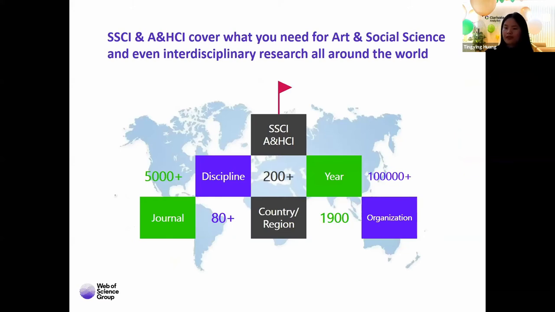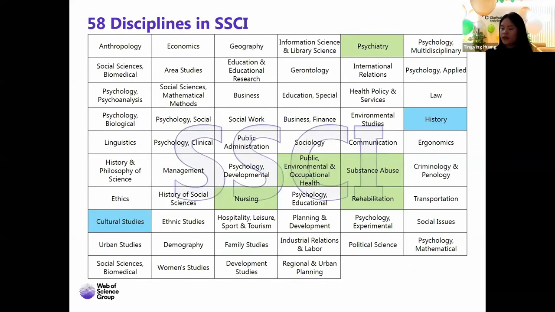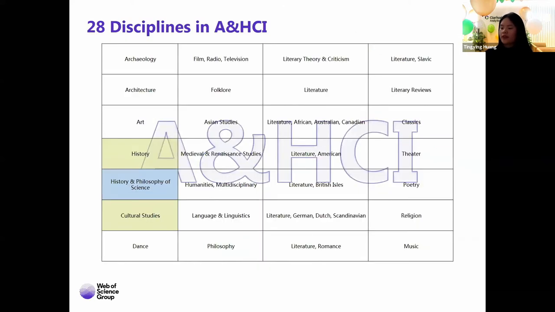With more than 5,000 journals from more than 80 research areas and disciplines, SSCI and AHCI cover what you need for arts and social science and even interdisciplinary research all around the world. You can see here, there are 58 disciplines, mainly in SSCI. And also here, there are 28 disciplines and research areas in AHCI: architecture, literature, and Asian studies. You can find them all here in AHCI.